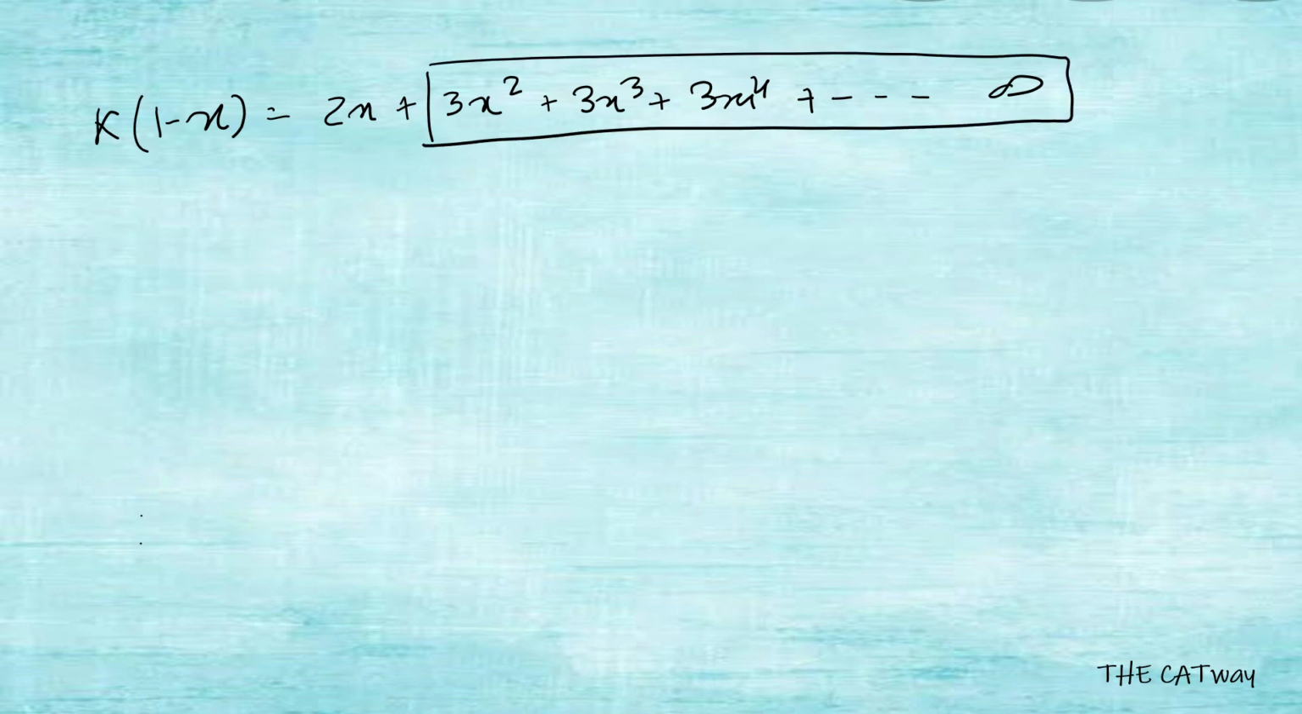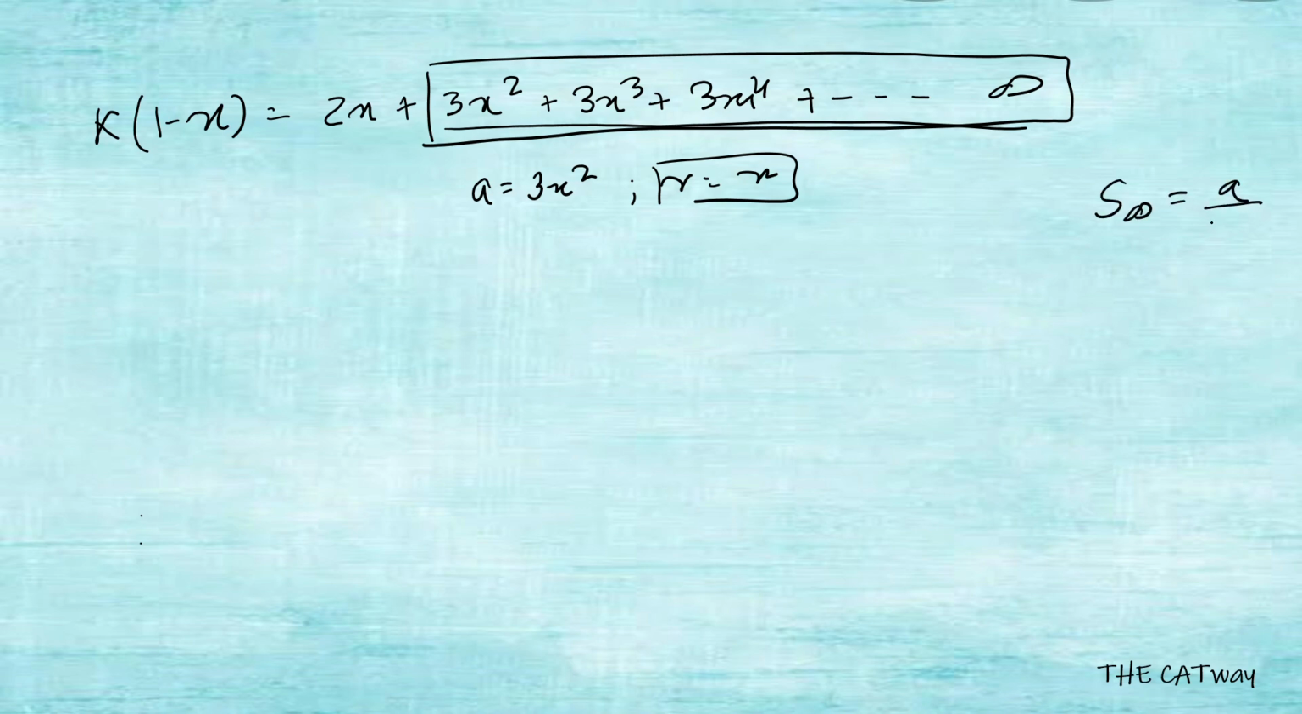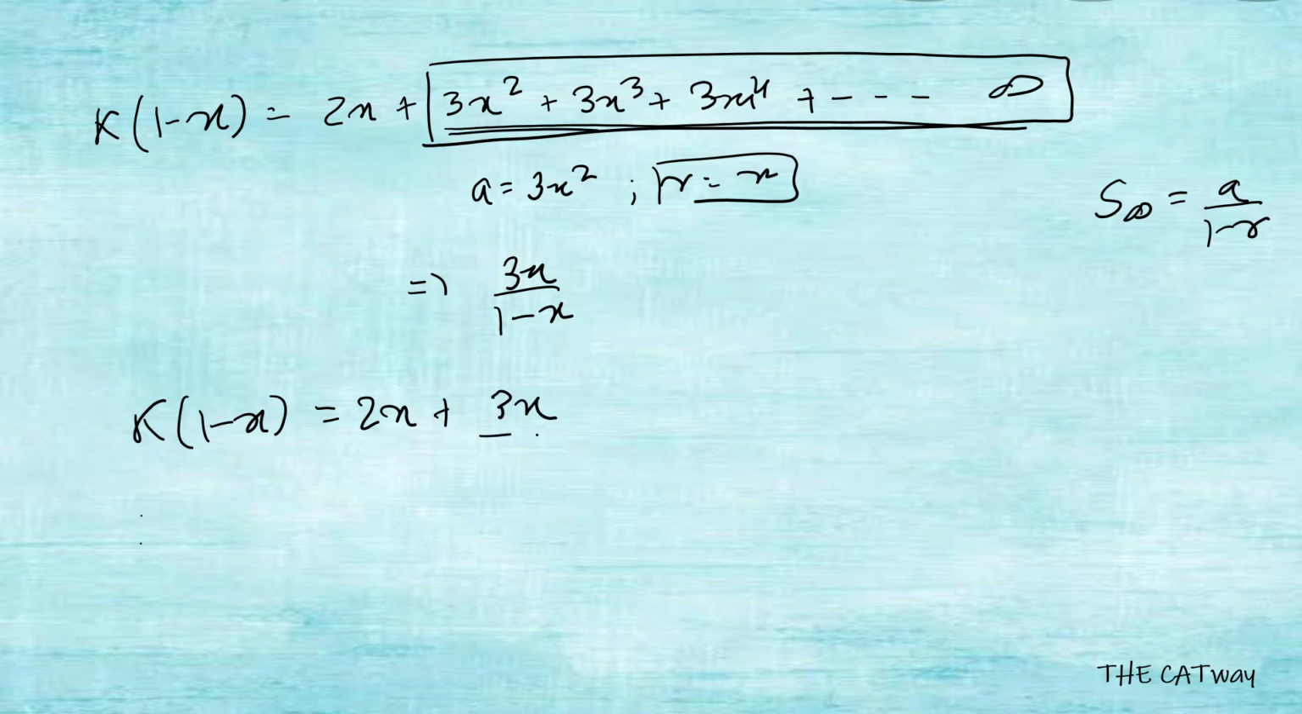Okay, now if you see this part, it is an infinite GP whose first term is 3x square and the common ratio is x. So we can find the sum of all these terms with the help of the formula we have for infinite GP, that is a divided by 1 minus r. Okay, so what do we get? We get 3x square divided by 1 minus x. So what can we write it as? k times 1 minus x is equal to 2x plus the sum of all these terms, that is 3x square divided by 1 minus x.